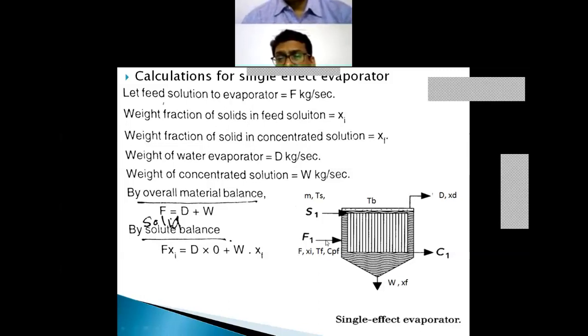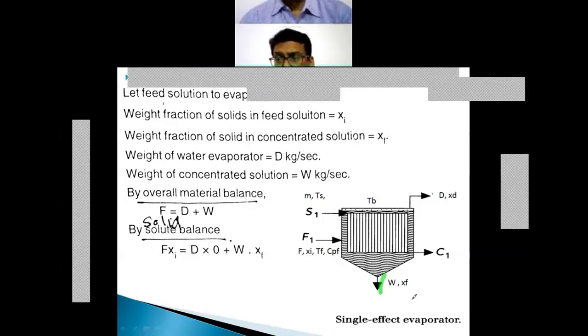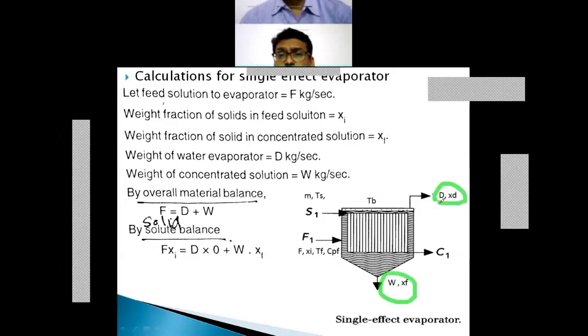F is the feed which is being sent to the evaporator. Then the vapors that will be generated and the concentrated solution that will be taken out from the bottom of the vessel. This is the concentrated solution. These are the vapors generated. Now it is a simple material balance that we will take.